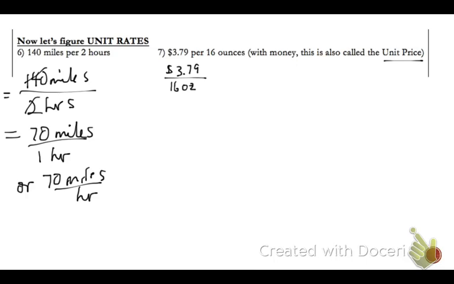Now what you'll need to do is get your calculator, and you'll take 3.79 and divide it by 16. When we're talking money, if we're not told otherwise, we're going to round to the nearest cent. So cent is our second decimal place. So you'll see that $3.79 divided by 16 is 0.24. And that's dollars per 1 ounce, but I'm not going to write my 1 because I don't need to. So I'll just write my ounces, and I have my unit price in fraction form. So it's 24 cents per ounce.